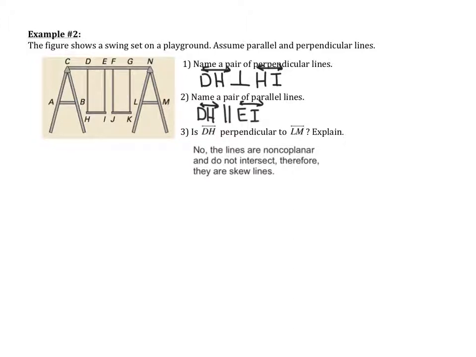So take a look at how I answered that question. I said, no, the lines are non-coplanar and do not intersect. Therefore, they are skew lines. In order for them to be perpendicular, they would have to intersect. But these lines don't intersect at all, but they're not parallel since they're not on the same plane. They are skew since they are non-coplanar.